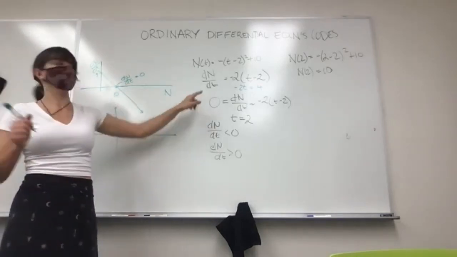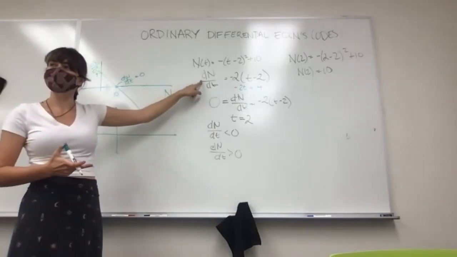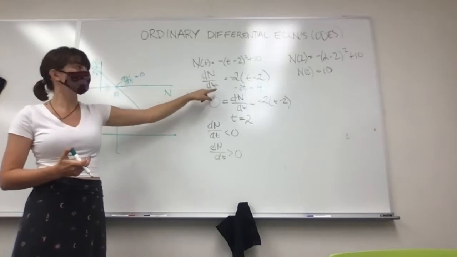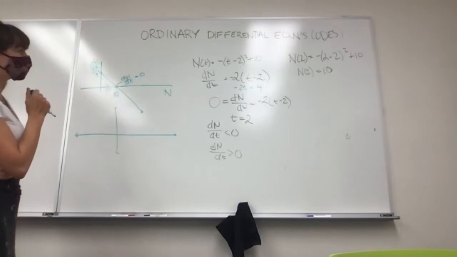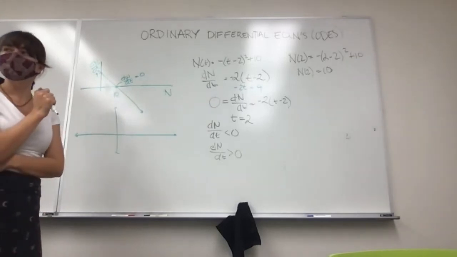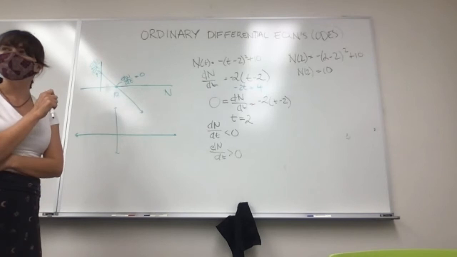Sorry, real quick math check. Do I have this flipped maybe, dn/dt? No, if we were to integrate it, you would get n back. So that is dn/dt.